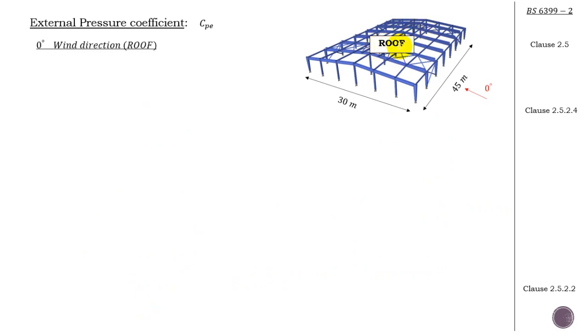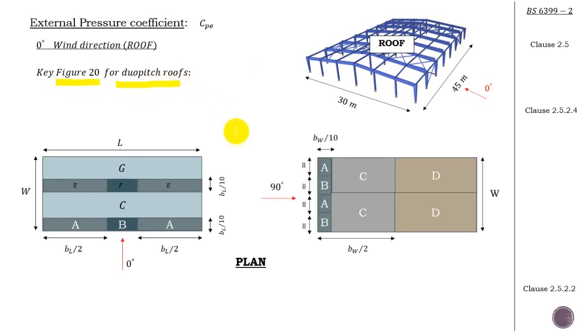Okay, basically for the roof we do the same thing. We take it once for the 0 degree and we take it for the 90 degree. For the 0 degree, for both cases, we need to go back to figure 20. Okay, this is for the case when we are talking about the double pitch roof. Okay, that means we have to divide our roof into areas.